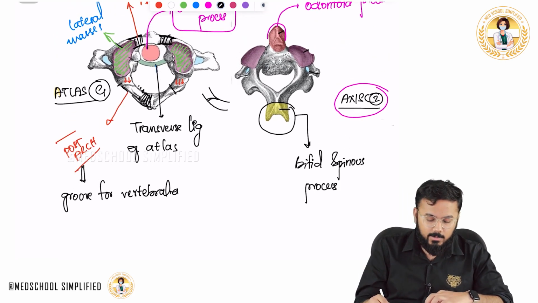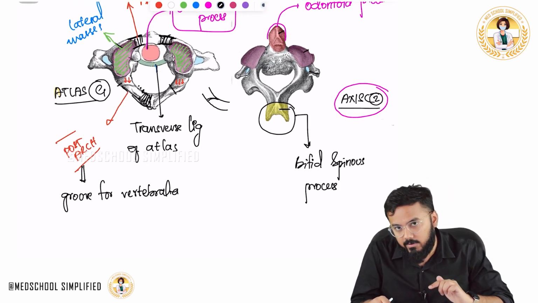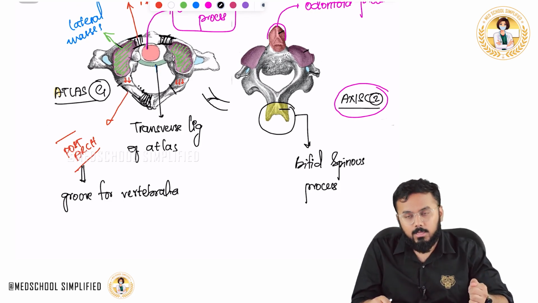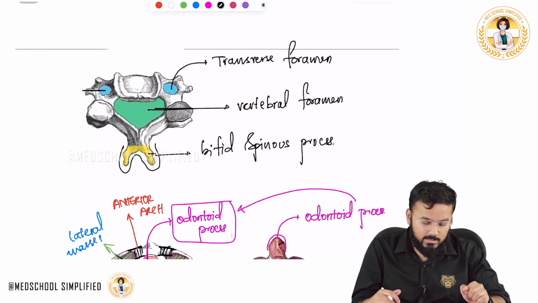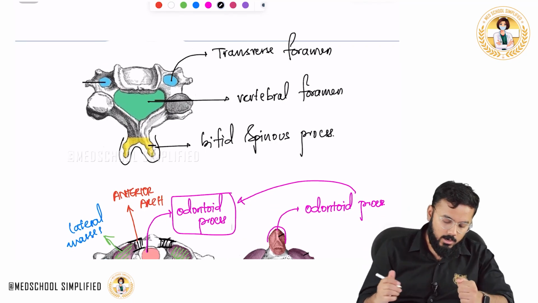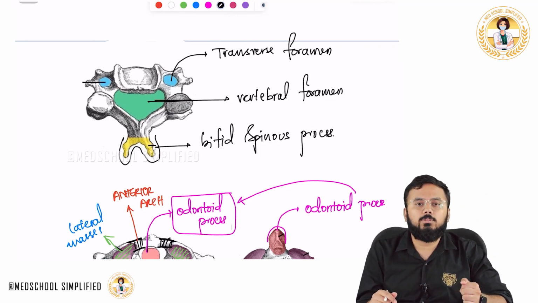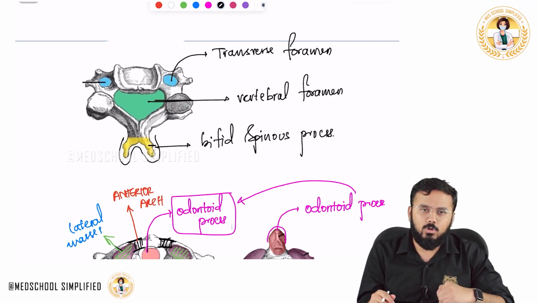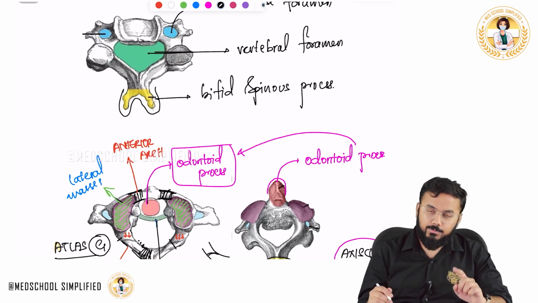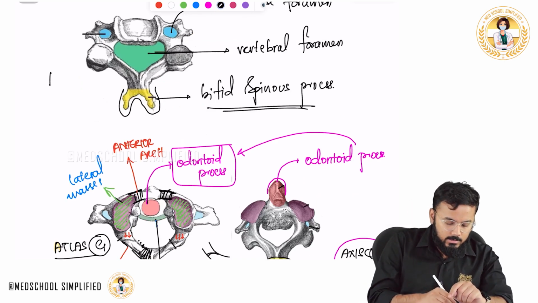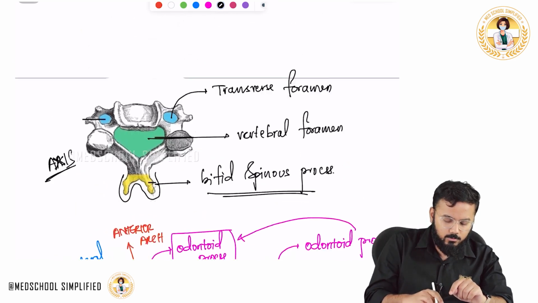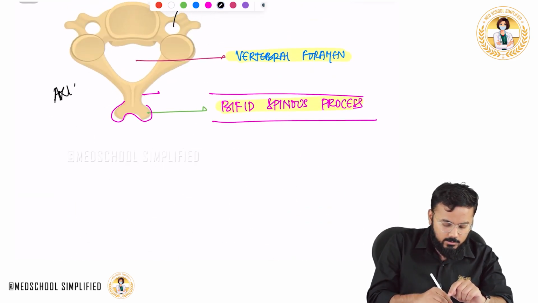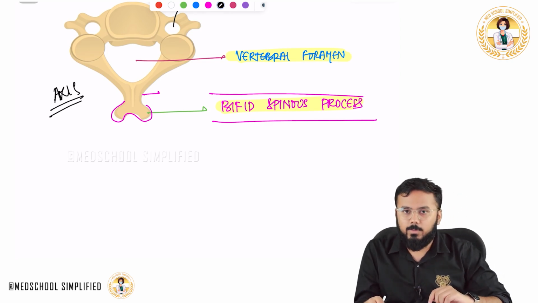Now do you see a bifid spinous process in C1? You don't see it in C1. You see it in the axis only. So this is the only bone that is your axis. Okay, this is not the atlas. So here also you see a bifid spinous process, so this is also your axis bone because you have got a bifid spinous process.